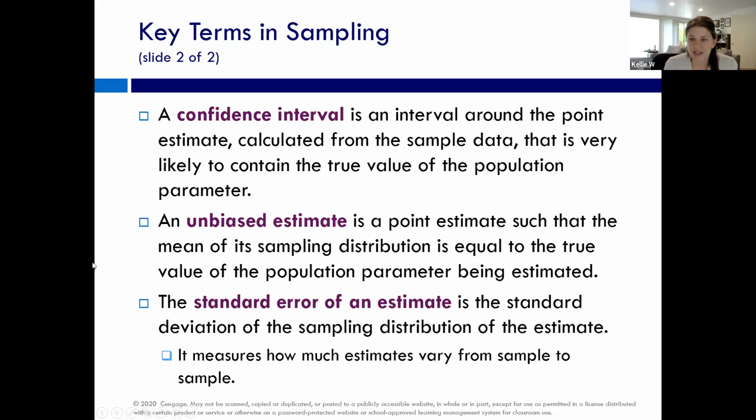If we say that our estimate is unbiased, then that means that our sampling distribution matches the true value of the population parameter being estimated. In other words, if our population is normally distributed, then our sampling distribution would be normal. And then the standard error of an estimate is the standard deviation of the sampling distribution of the estimate. So it's telling us how much our estimates vary from sample to sample.